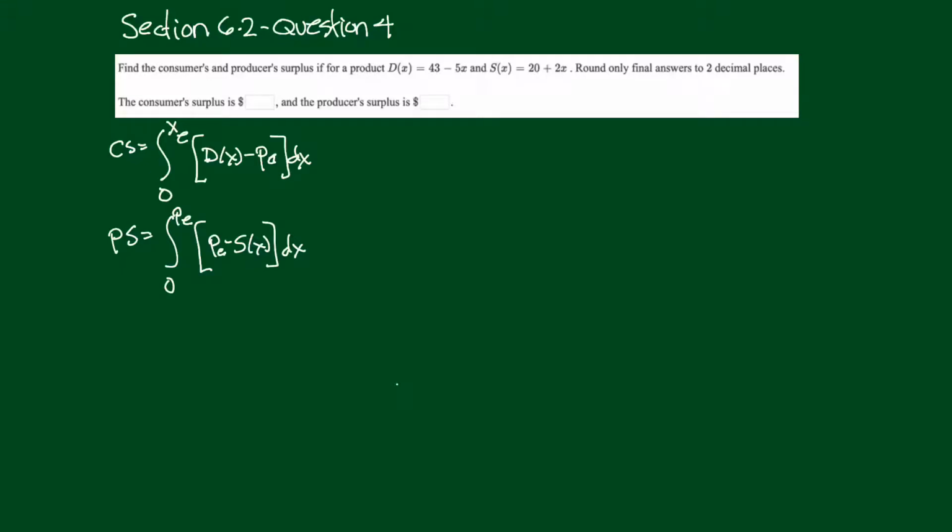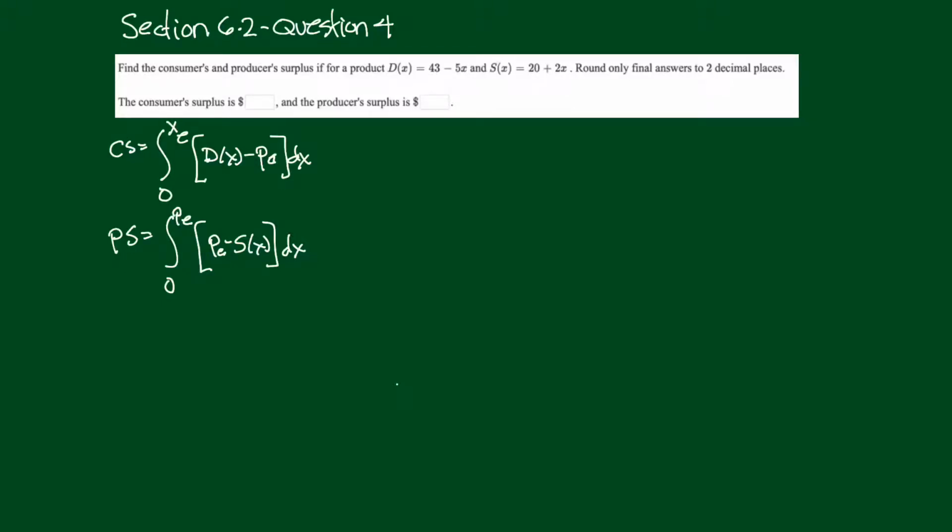So look at both these integrals and see what we have and see what we need. The first one involves x sub e. Now that's one component of the equilibrium point. And we also need p sub e. That's the other component. We don't have either one of those. We have the demand function and the supply function, but we need the equilibrium price and we need x sub e.